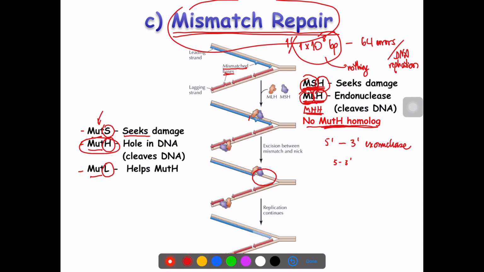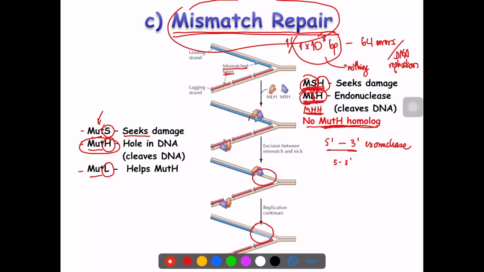So now it actually allows for the opportunity for that region to be resynthesized, and that eliminates the mistake that has been done by DNA polymerase. So this is a not fully characterized mechanism in humans. There are 2 enzymes that are involved, MSH and MLH. They are homologs of the bacterial enzymes, but it is believed that there are potentially other players.